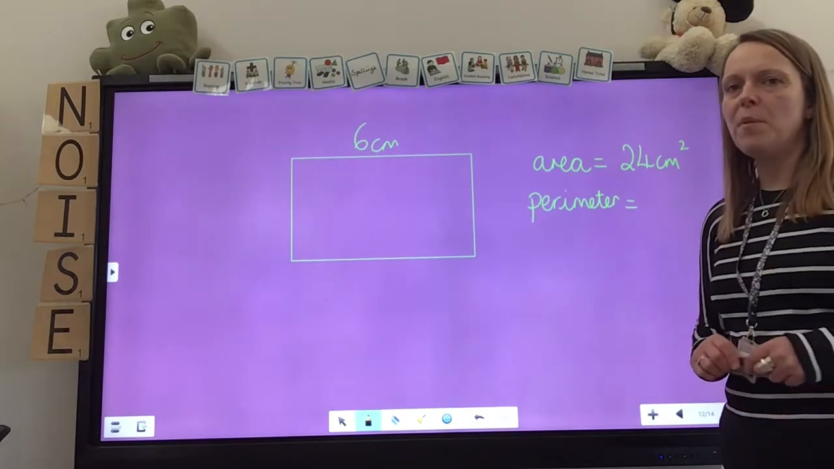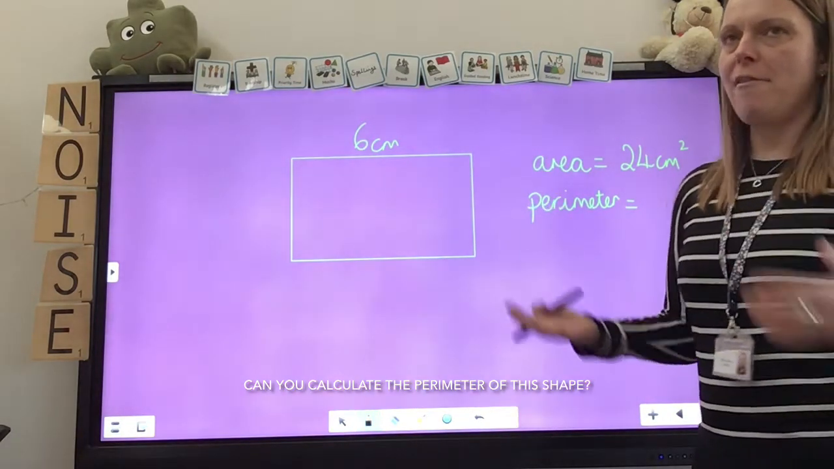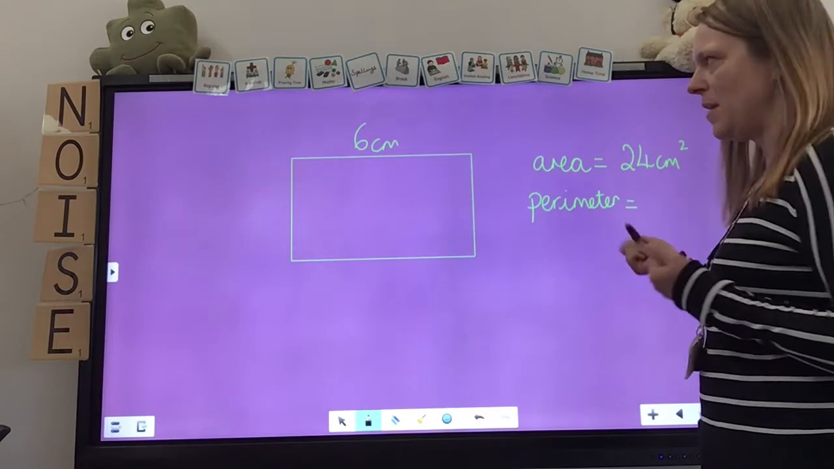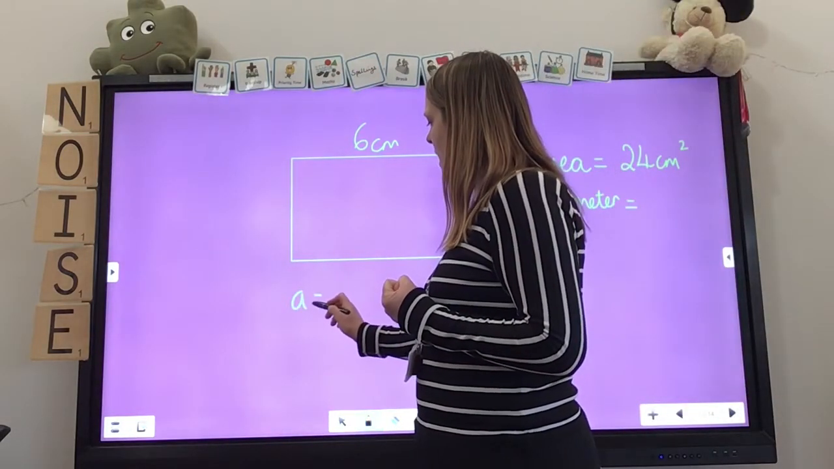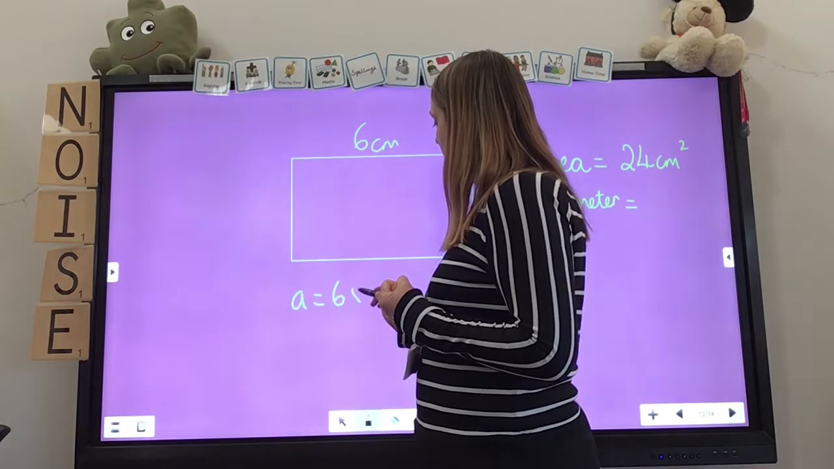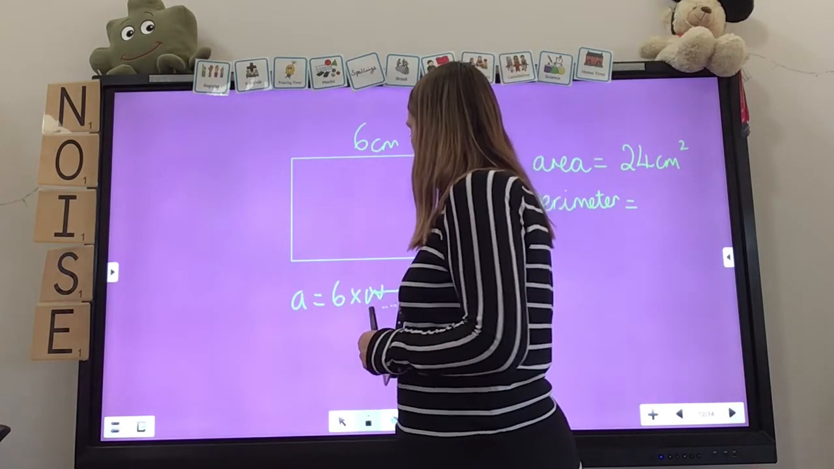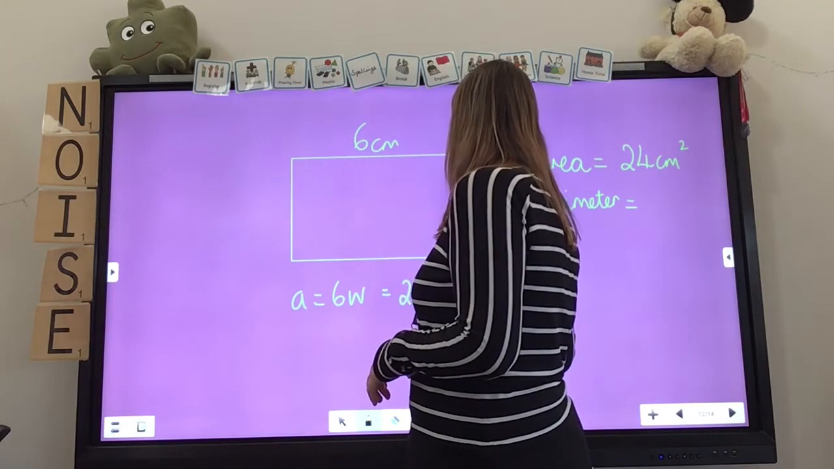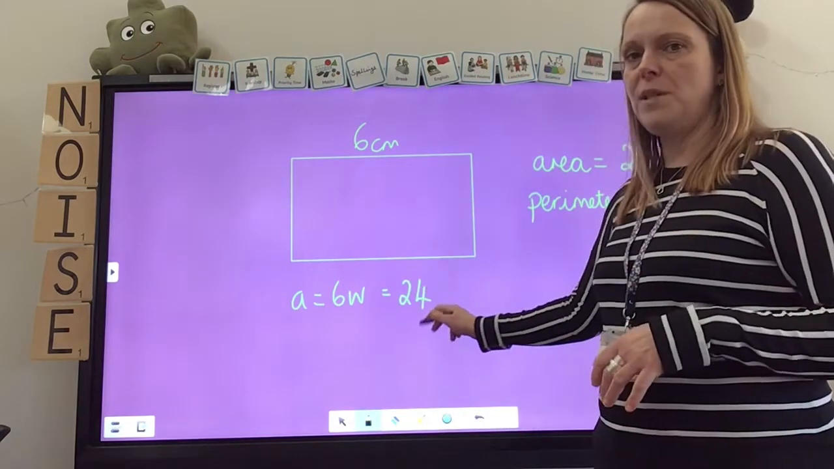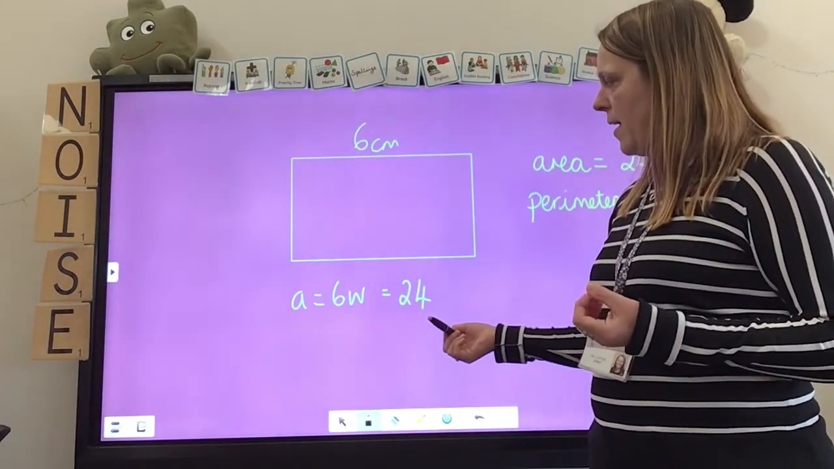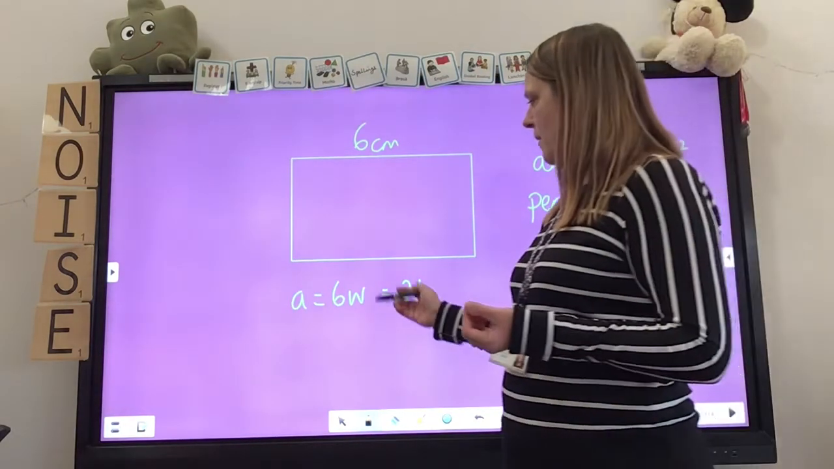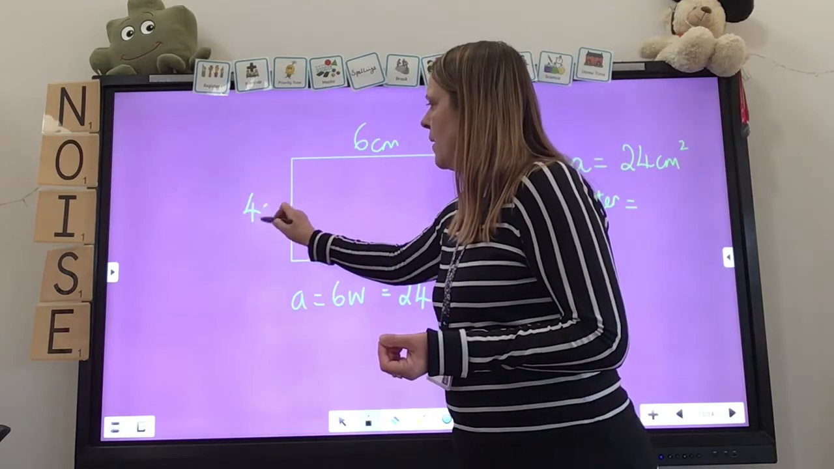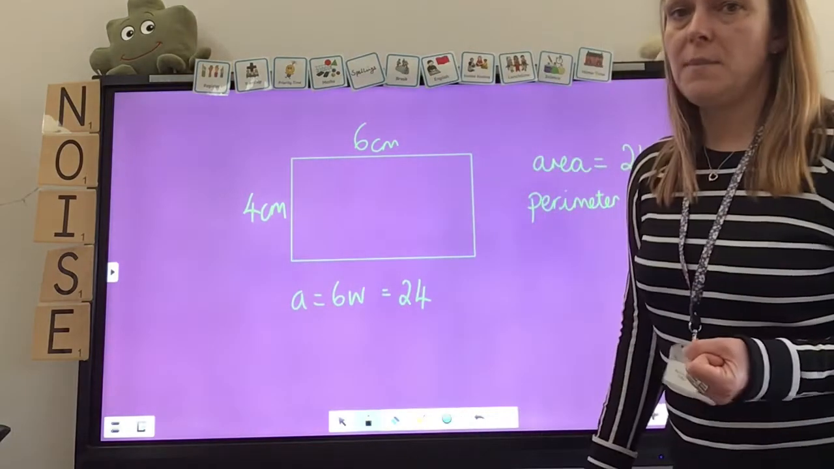Now sometimes we have problems where we might know the area but we only know the length of one of the sides, okay? So if we put it into our formula, we know that A equals length, which is 6, times the width, equals 24. 6 times something equals 24. So I should be able to work out, shouldn't I, if I know my division facts, what the width is. So if 6 times something is 24, well I know 6 times 4 is 24. Therefore, my width must be 4 centimetres.